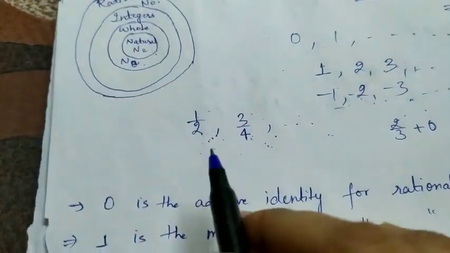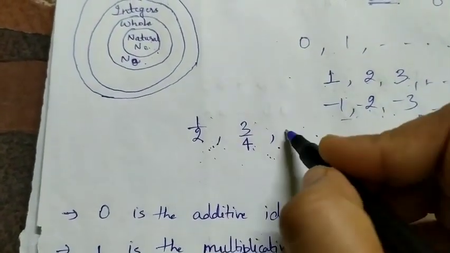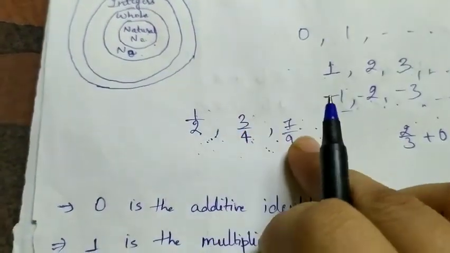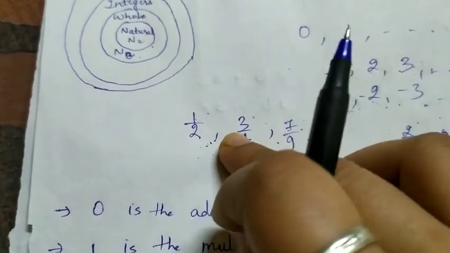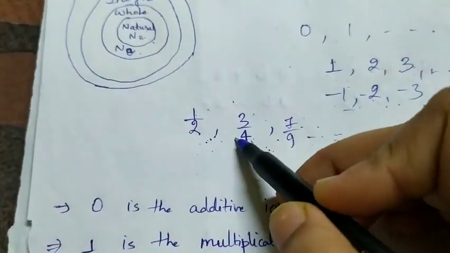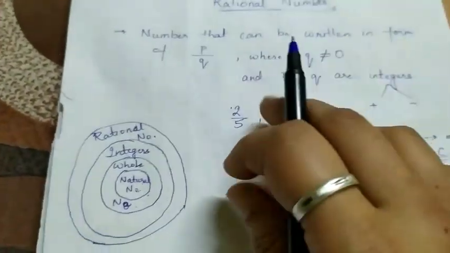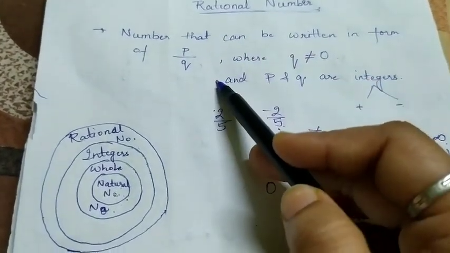Now we have all seen numbers like this: 1 by 2, 3 by 4, 7 by 9 and so on. Any number you can take. So what are these? These are the fractions. A number which can be written in the form of numerator by denominator is called a fraction. We have studied this, and we have also studied that the numbers which can be written in the form of p by q, that is numerator by denominator, are rational numbers.